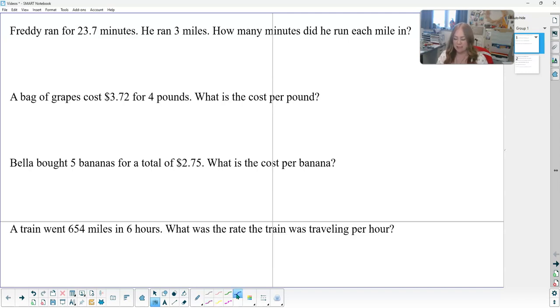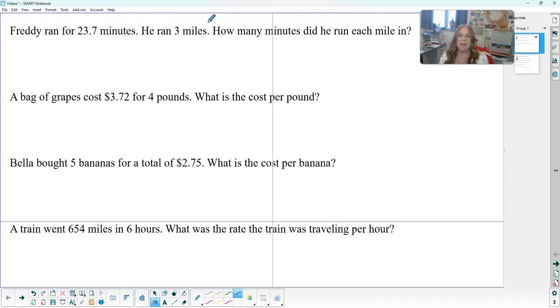If you passed the Module 5 Mastery Check number 3, you do not need to be doing this unless you'd like more practice. If you did not pass with a 3 or a 4 as your score, then make sure you got this out of the math drawer and are following along with me to look for the mistakes you were making. So this says that Freddie ran for 23.7 minutes.